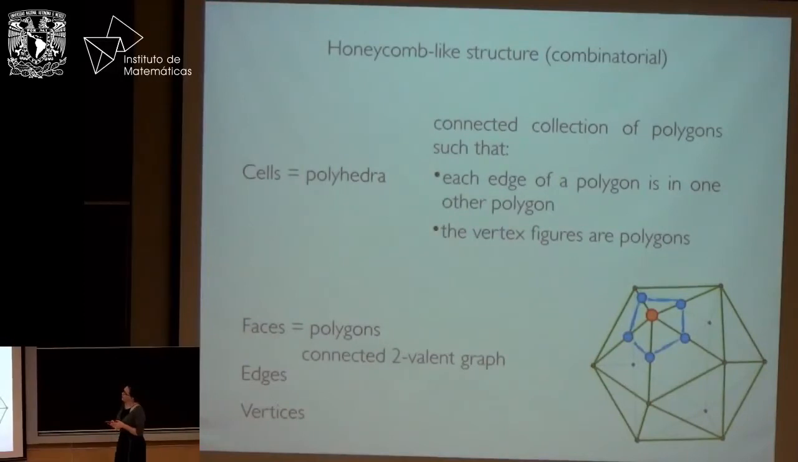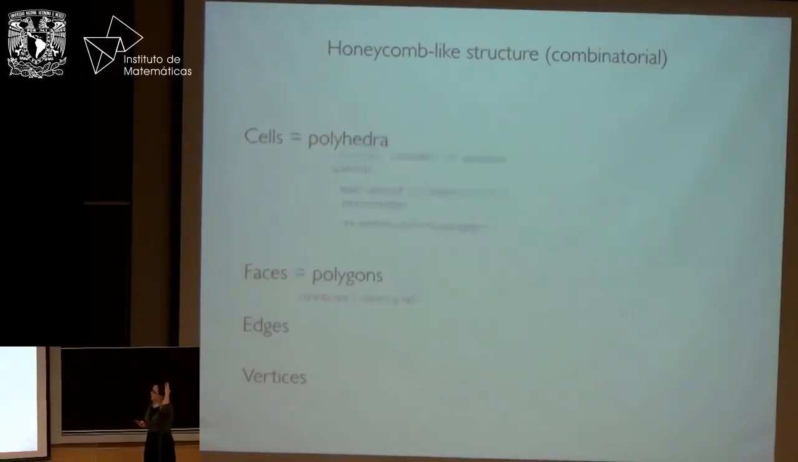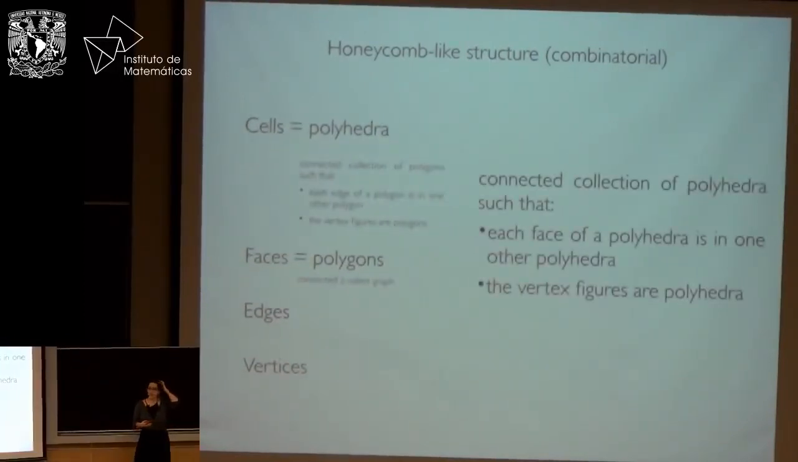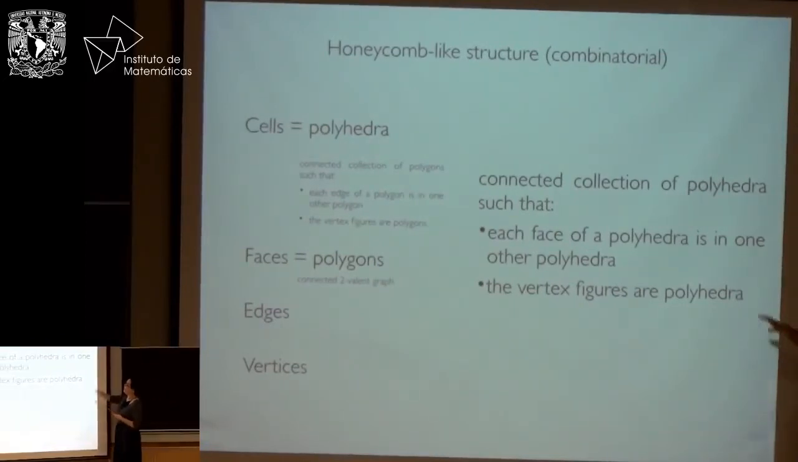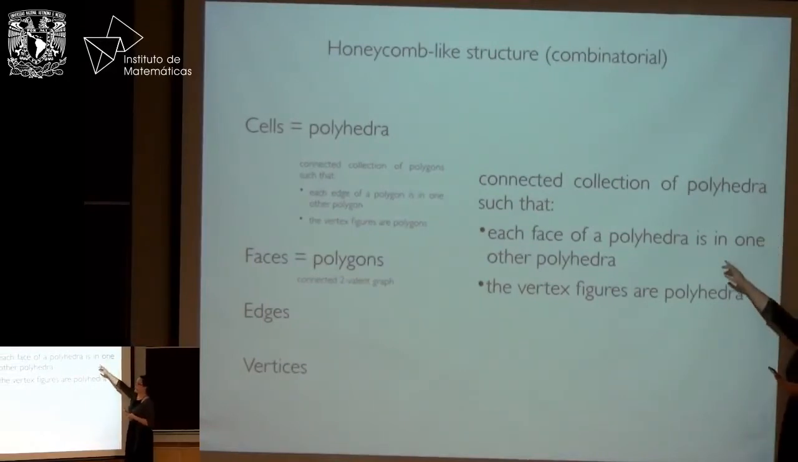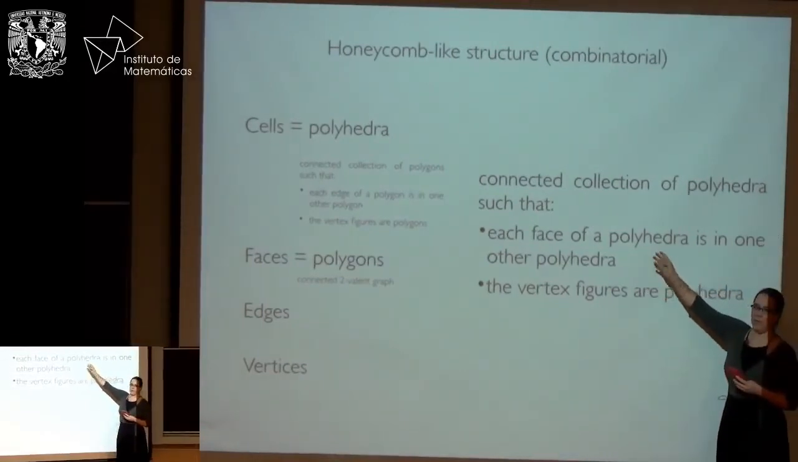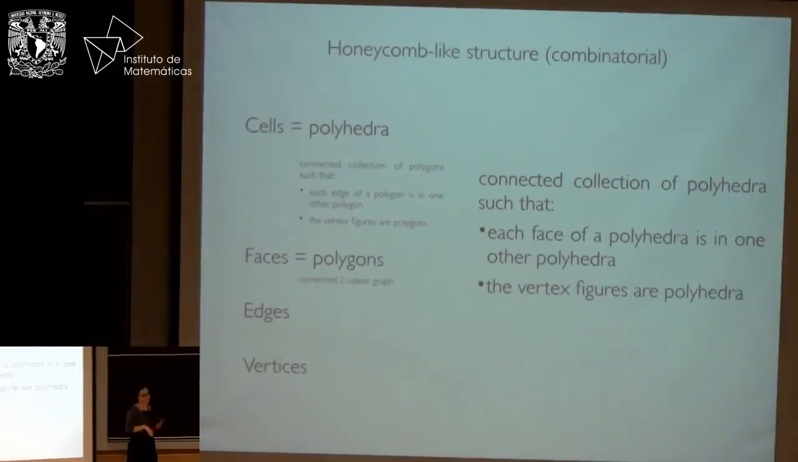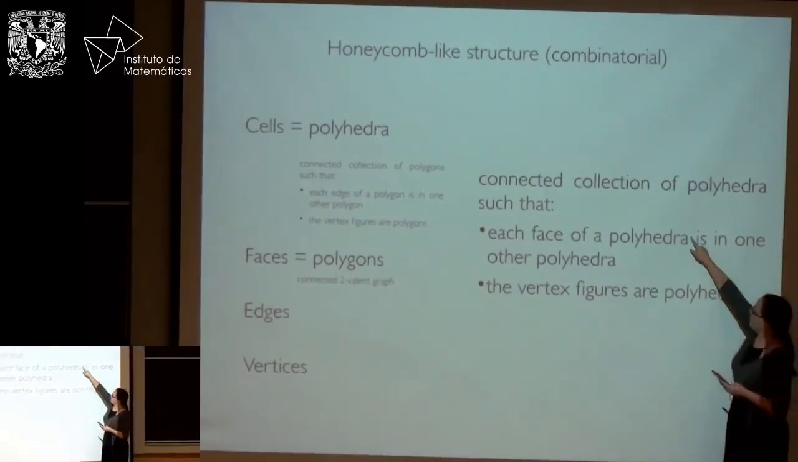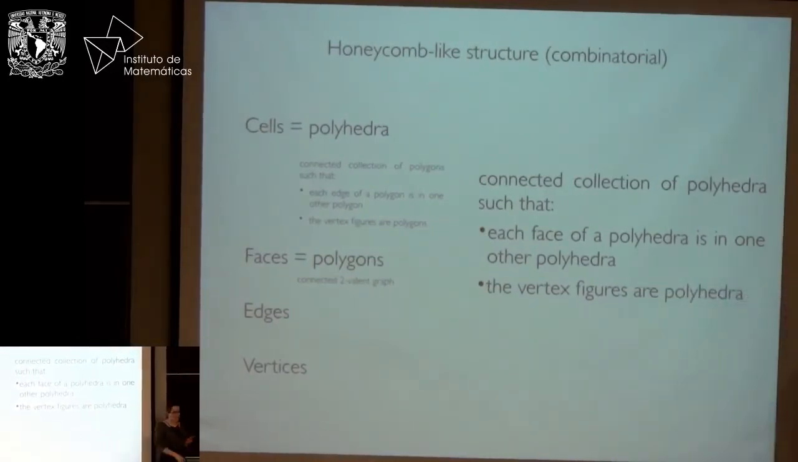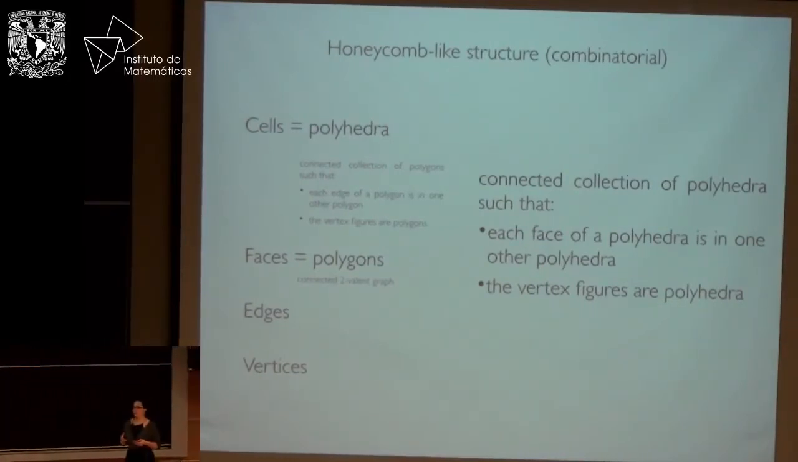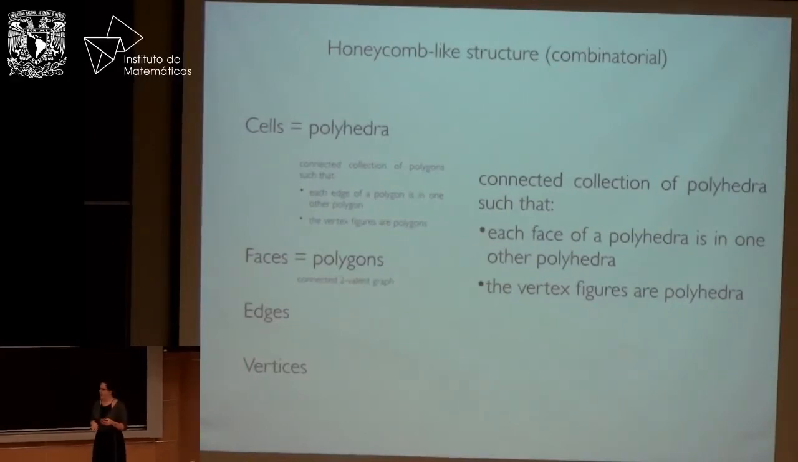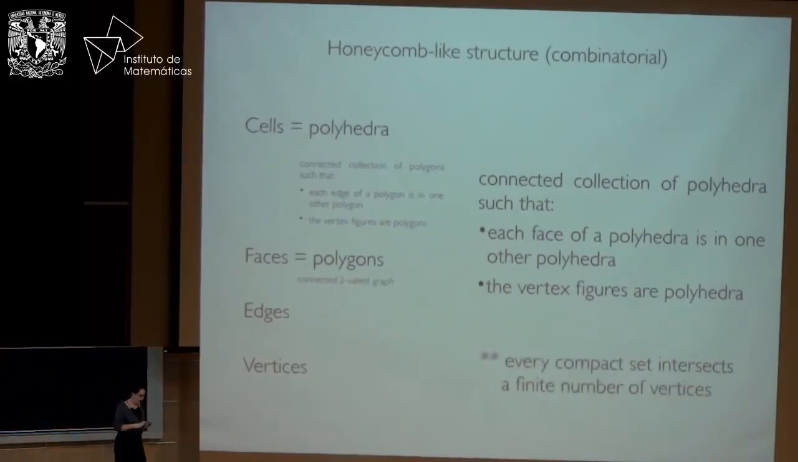So if I have that a polyhedron is something like that, then on a honeycomb-like structure, the combinatorics, I'm going to almost copy-paste the definition of a polyhedron, and I'm going to think of a collection of polyhedra that satisfies that each face of one polyhedron is in one other polyhedron. And then the vertex figures are, again, now they are polyhedra. Yeah? So again, the vertex figure is the same kind of a thing. And then I'm going to ask for something else.